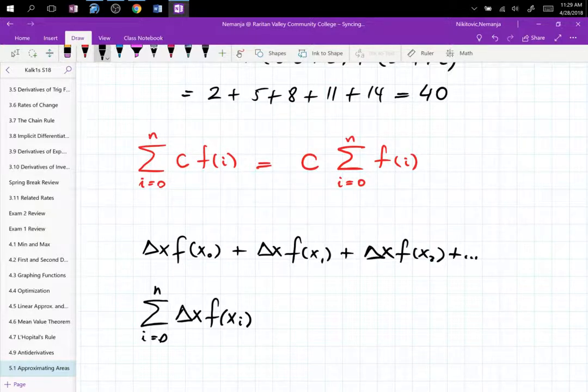And now the rule from above kicks in. Delta x is actually a constant. Yes, there is x there, but the variable for summation is i. So I can kick delta x outside and just have summation of f of xi from 0 to n. Generally, we don't write i equals because we know it's i equals. So we just write 0 to n, or 1 to 3, or 1 to 5, whatever.